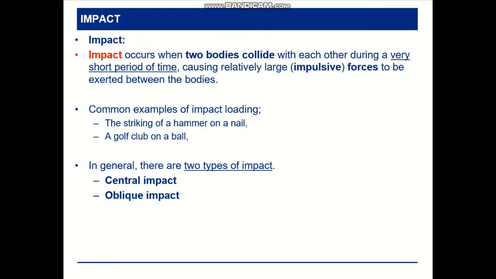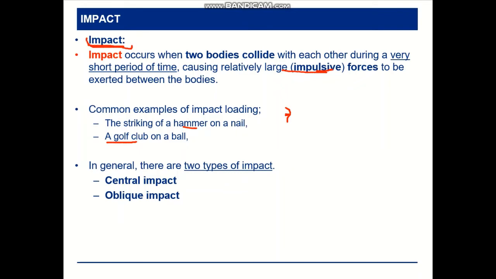Let's go through the impact term. Impact occurs when two bodies collide with each other during a very short period of time, causing relatively large impulsive forces to be exerted between the bodies. As an example, the striking of a hammer on a nail or a golf club on a ball. When you hit, there's a small time duration and a force acting on a body. So this is called the impact effect.